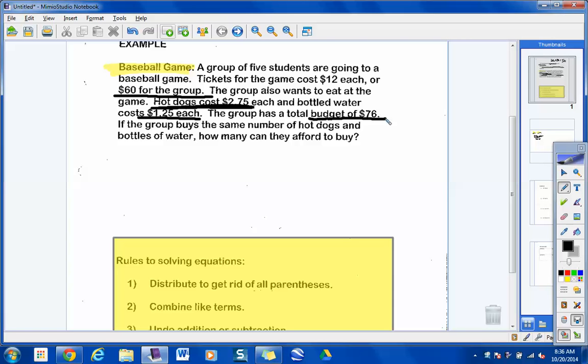$76. What's most important in this problem is this last sentence. It says if the group wants to buy the same number of hot dogs as they do bottles of water. So if I buy 7 hot dogs, what's this implying in that problem? That you're also buying 7 bottles of water. So there's 1 water for each hot dog, right?